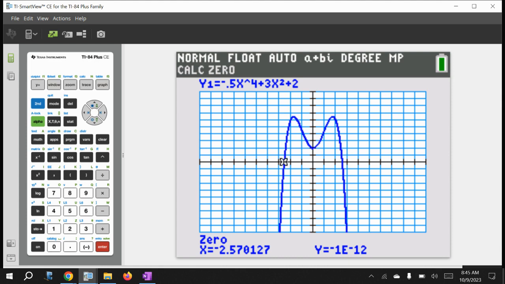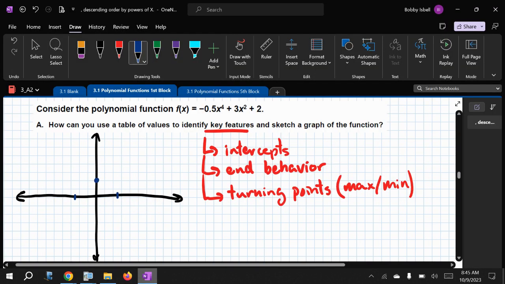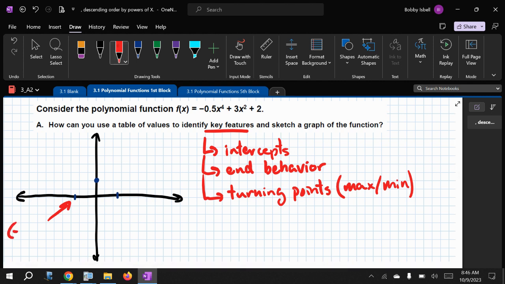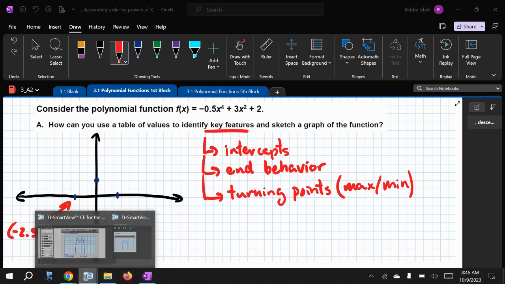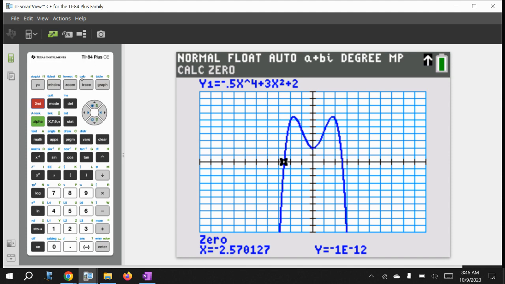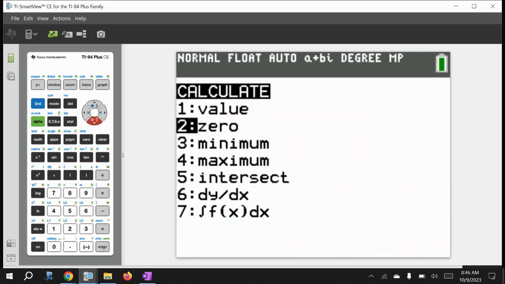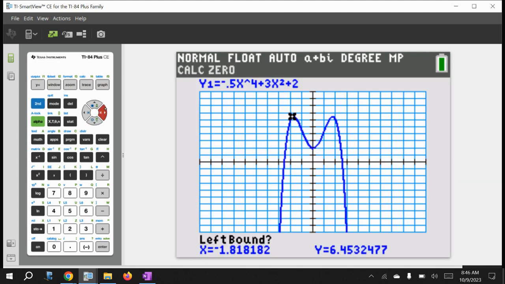So we have an x-intercept, and we're just going to write, hey, that x-intercept is there at negative 2.570. And then I'm going to find the other x-intercept. Second trace, go to 0, and my left bound, I'm going to move over here to the left of my other 0, hit enter, move to the right, hit enter, move back a little closer to it, hit enter.